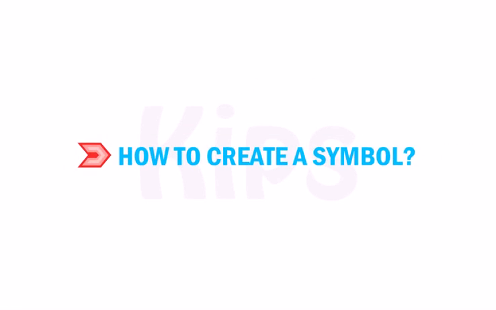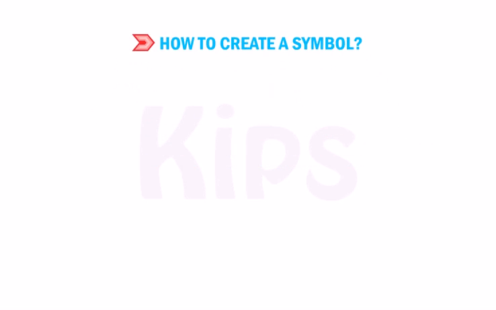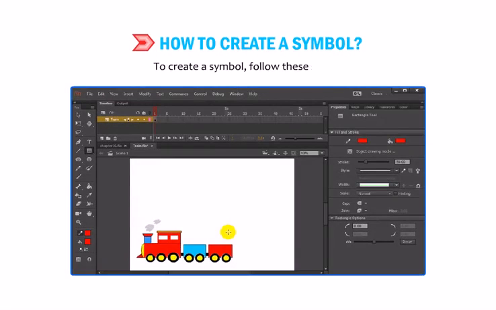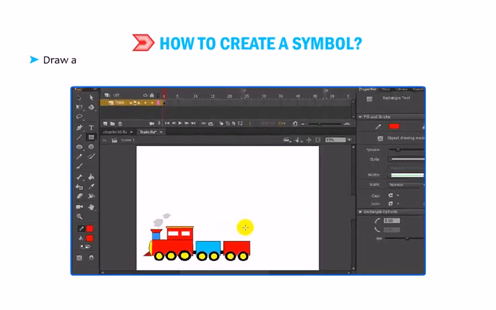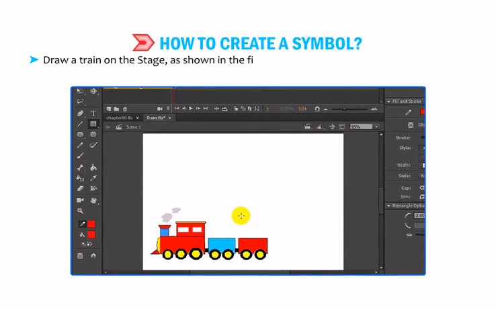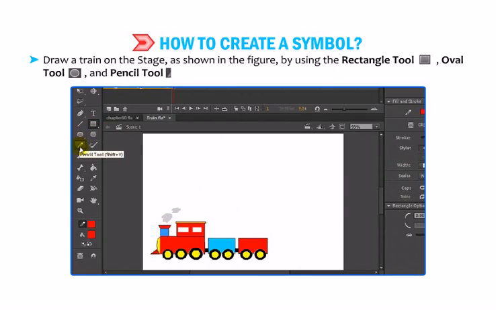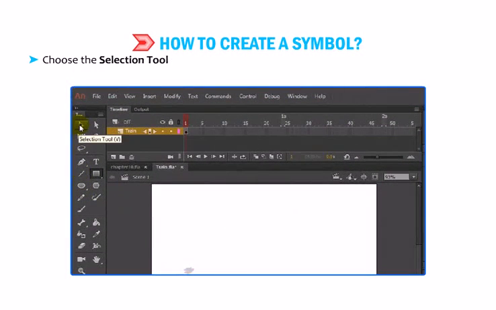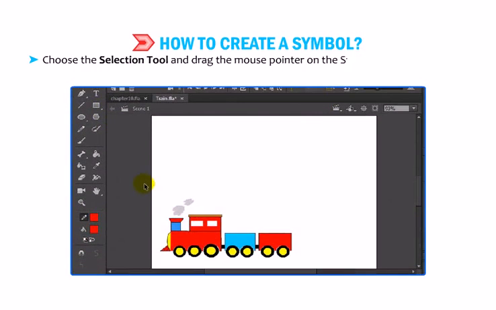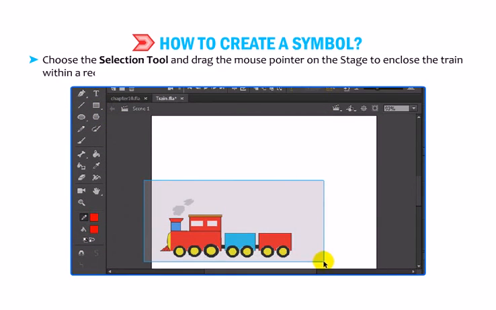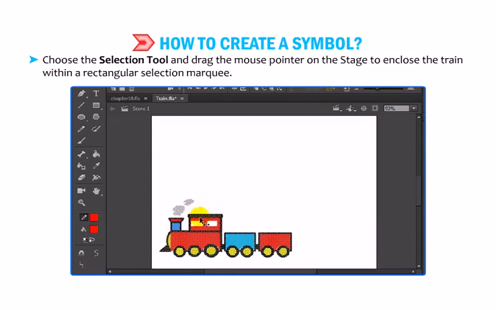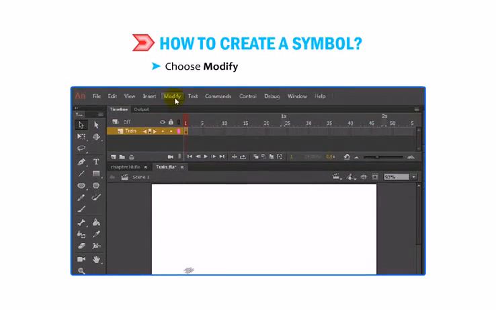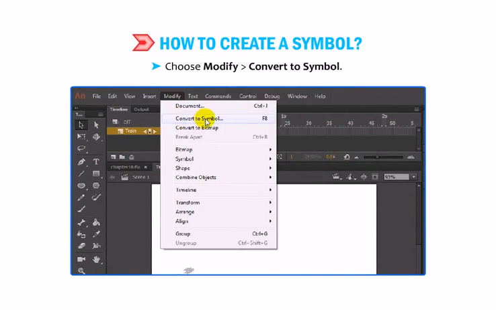Students, let us learn how to create a symbol. To create a symbol, follow these steps. Draw a train on the stage as shown in the figure by using the rectangle tool, oval tool and pencil tool from the tools panel. Choose the selection tool and drag the mouse pointer on the stage to enclose the train within a rectangular selection marquee. Choose Modify, then go to Convert to Symbol.